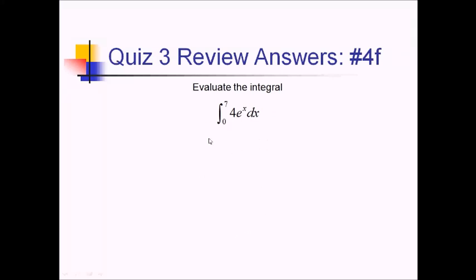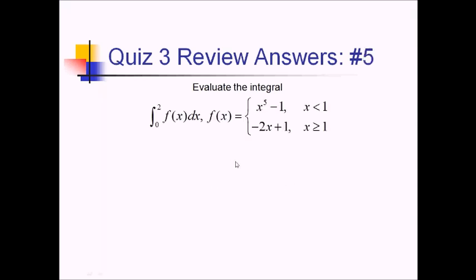I want now for this one the integral from 0 to 7 of 4e to the x. Well, the antiderivative on this one's pretty easy. It's also 4e to the x. Plugging in 7 and 0, I've got 4e to the 7 minus 4e to the 0. 4e to the 7 is what it is, but e to the 0 is 1, so this is really minus 4 then, if you needed to simplify it a little bit more.